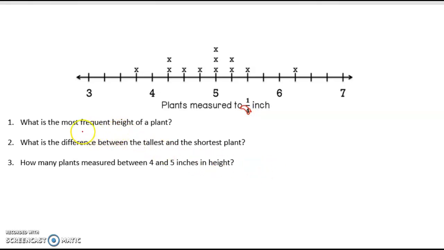What is the most frequent? Oh, there's that word again. It means happens the most. What is the most frequent height of a plant? I'm waiting for you to answer.